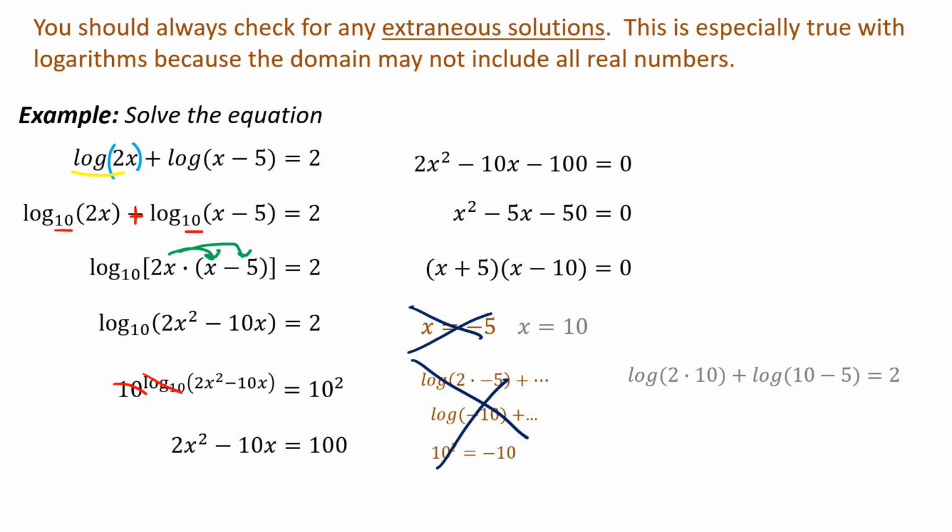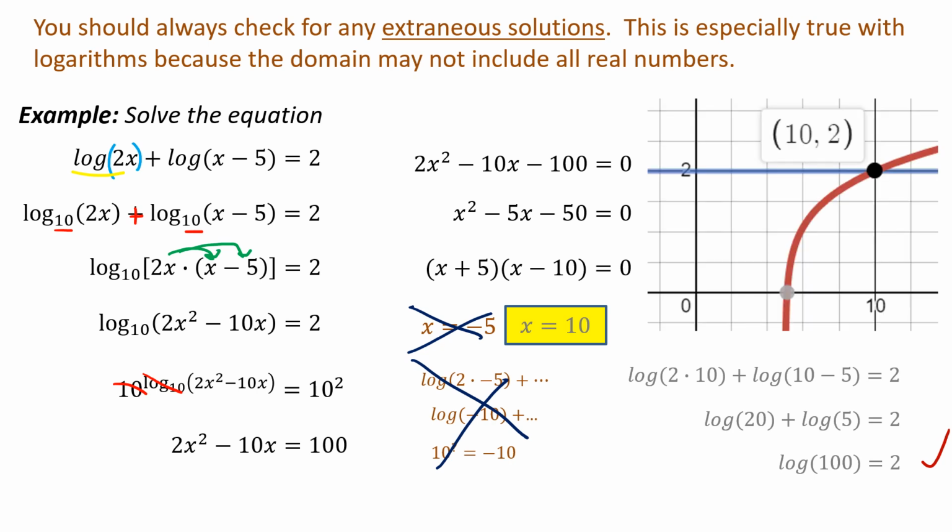All right, what about if we check 10? So substitute 10 into the original equation, and I'm going to use the product property again. So log of 100 equals 2. Well, yeah, because 10 to the second power equals 100. So that tells me that x equals 10 is a viable solution. And if you check with the graph, you could see there that they intersect when x does equal 10, as you see highlighted there.